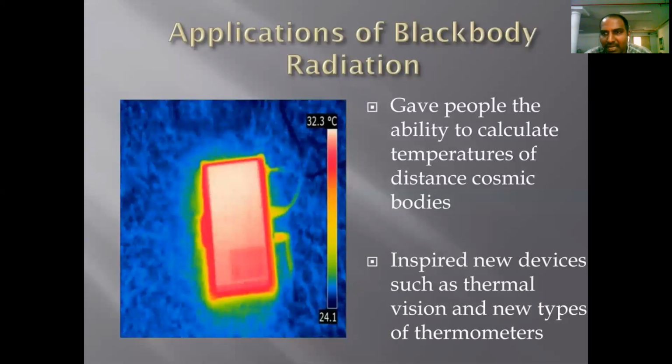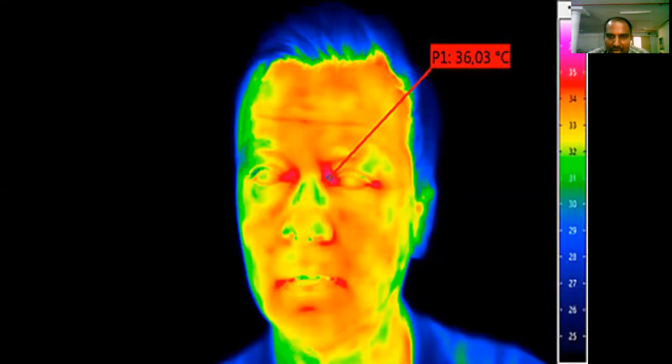If you consider the applications of black body radiation, the important applications are, first, it gives people the ability to calculate the temperatures of distant cosmic bodies. The second important application is that it inspired new devices such as thermal vision and new types of thermometers, especially in the COVID-19 situation. The thermal scanners, which are made using this type of technology, are known as thermometers. And this is the image of thermal scanning, which is made out of the applications of black body radiation.